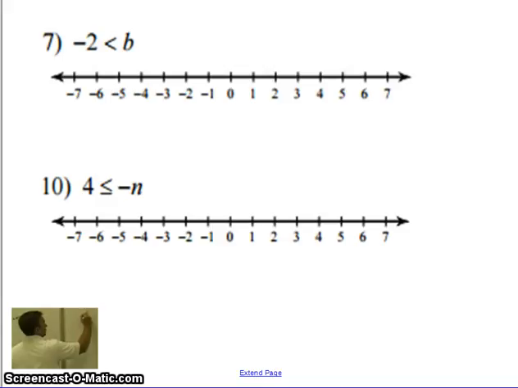Next, -2 is less than b. If you remember what I just said, we could flip this around. So we could say b is greater than -2. Just flip everything around, including the inequality sign. So we go to -2. It's going to be an open dot because it can't include -2, and we're going to shade the numbers greater than -2.